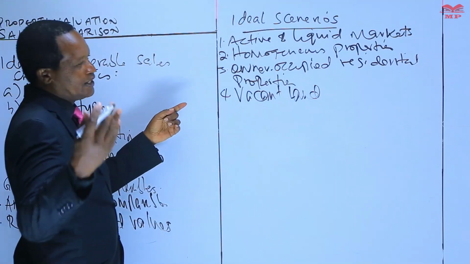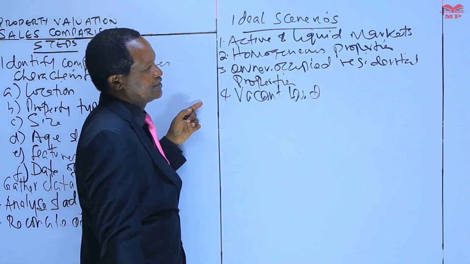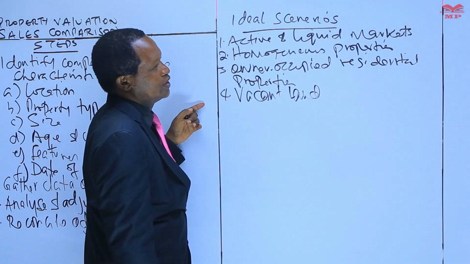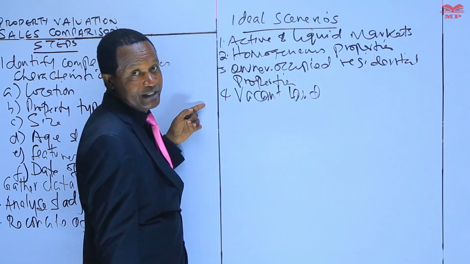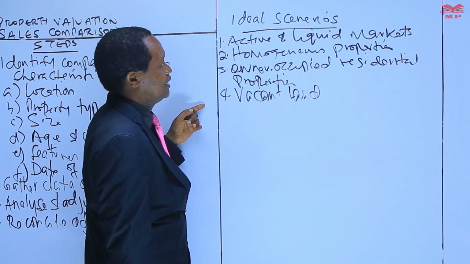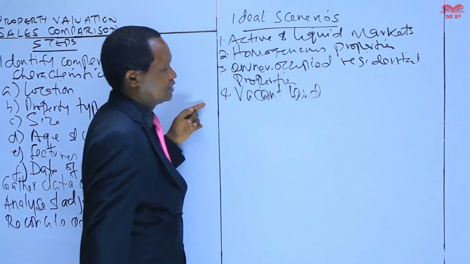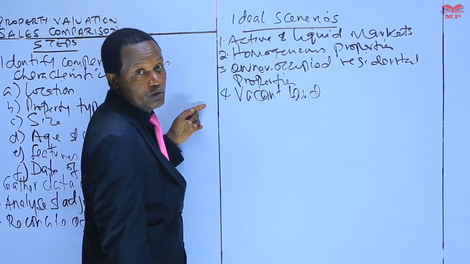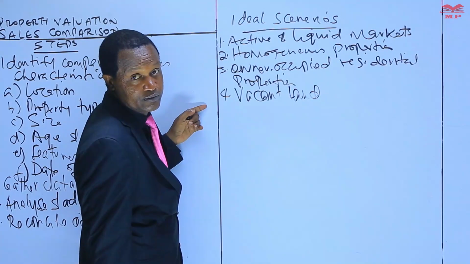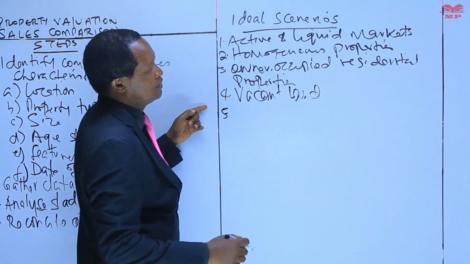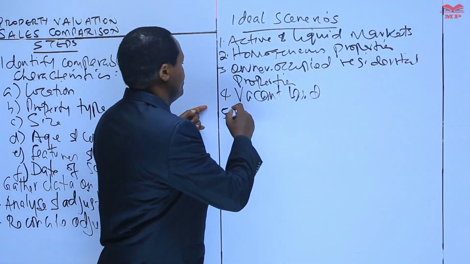If you are to buy land, candidates, in a certain area, as a buyer, you'd want to know what are the recent prices of similar land in the same area. And that's what I'm referring to as vacant land being one of the scenarios that will cause an appraiser to use the sales comparison method. Number 5, properties with limited income.